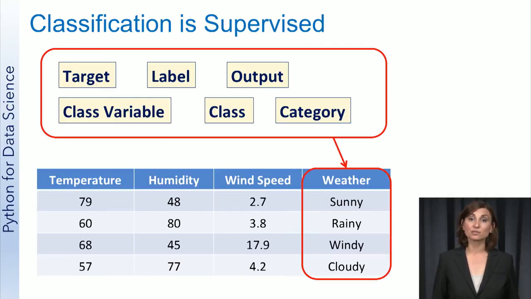Since a target is provided, we have label data, and so classification is a supervised task. Recall that in a supervised task, the target or desired output for each sample is given. Note that the target variable goes by many names such as target, label, output, class variable, category, and class.